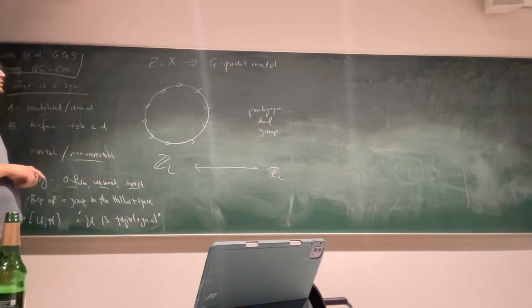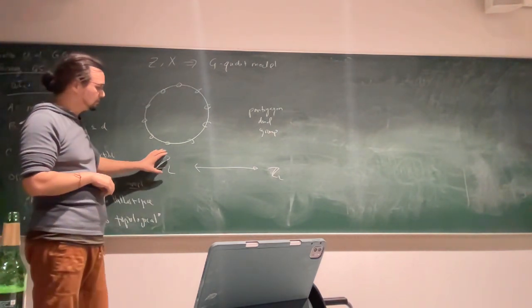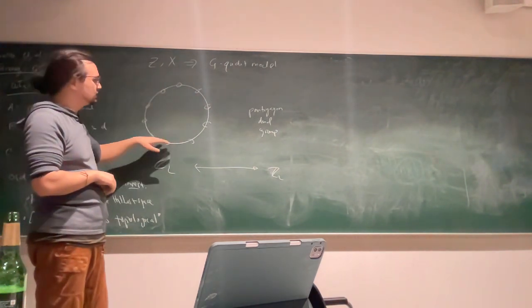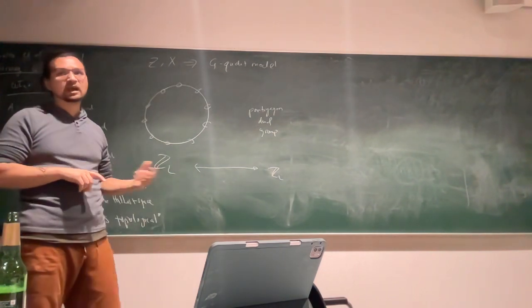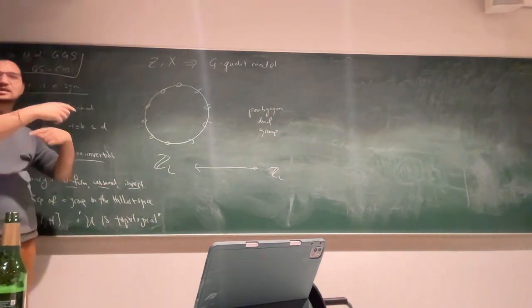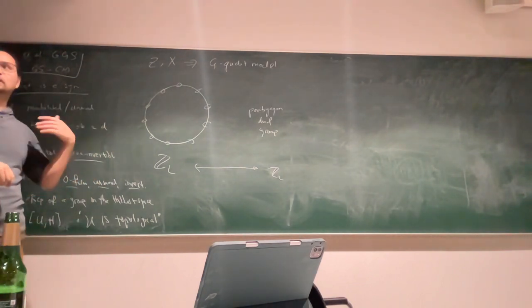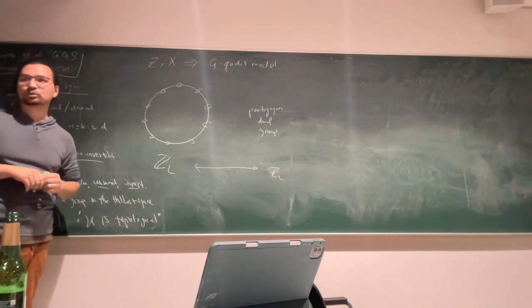So the idea now is to imagine this. Imagine these sites of my chain as being elements of ZL, of the group ZL. And really I'm thinking of my tight binding model as a particle that's hopping between the group elements. And generalize this idea to a non-abelian group.